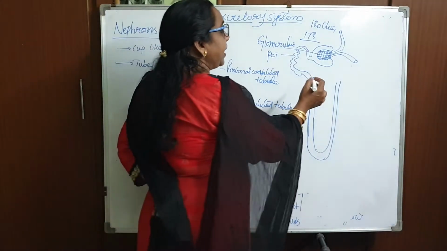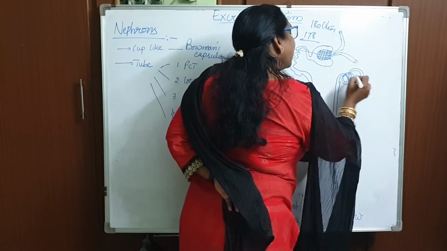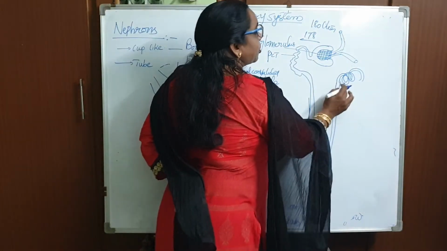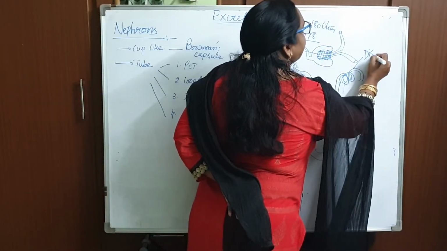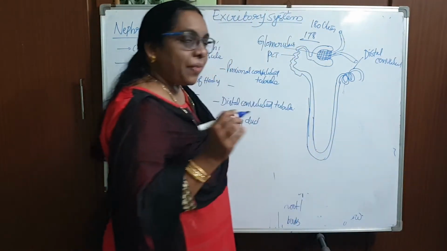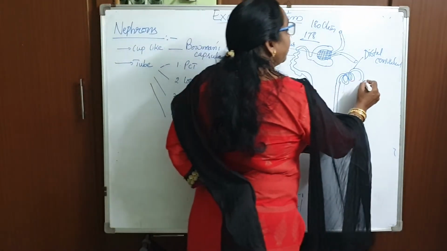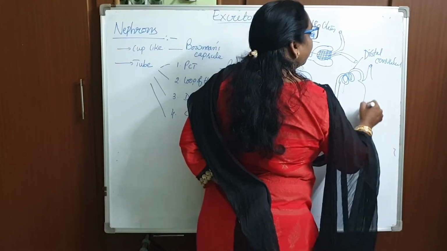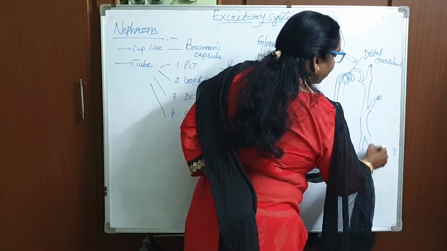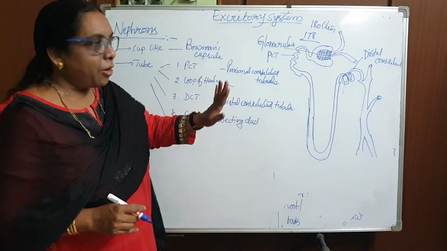Now the loop of Henle opens into the third part, which is called the distal convoluted tubule. So this structure we call the distal convoluted tubule. Okay, now from the distal convoluted tubule, where does it go? It goes into the special duct. This duct is called the CD, the collecting duct. Okay, children, the 4 parts are explained here.